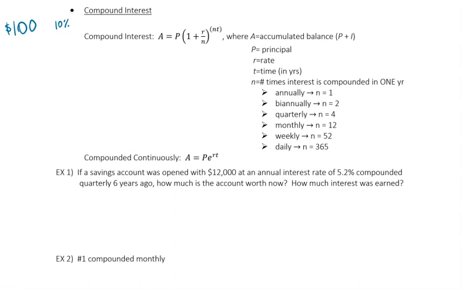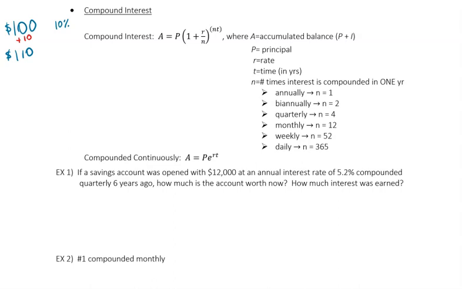Then after the first year, you would have $110 because you would add 10% of that, which is 10, and you get $110. Now, so far, that's just like simple interest.